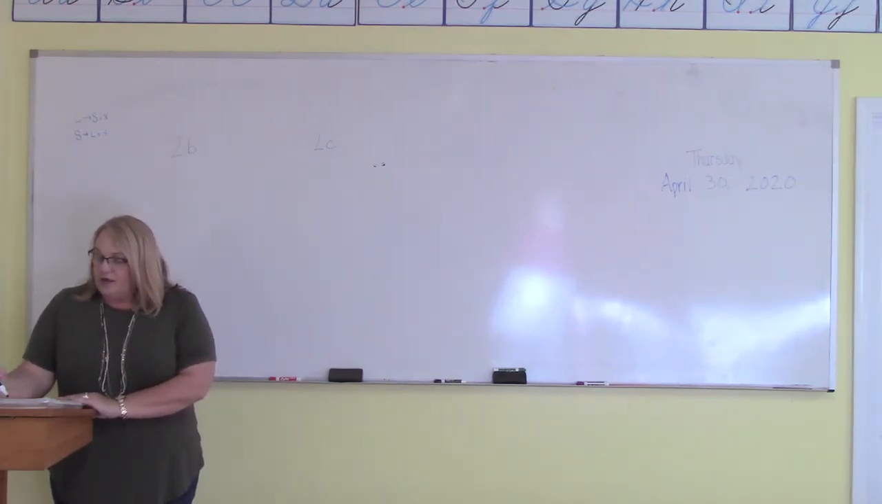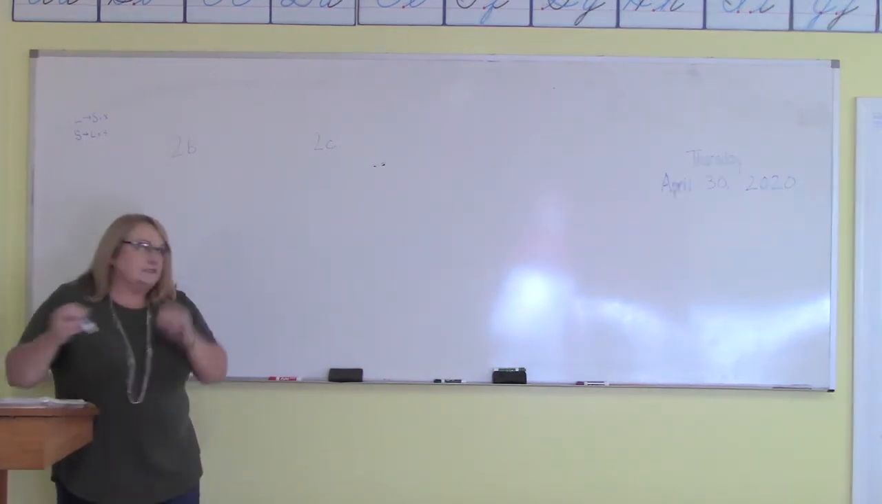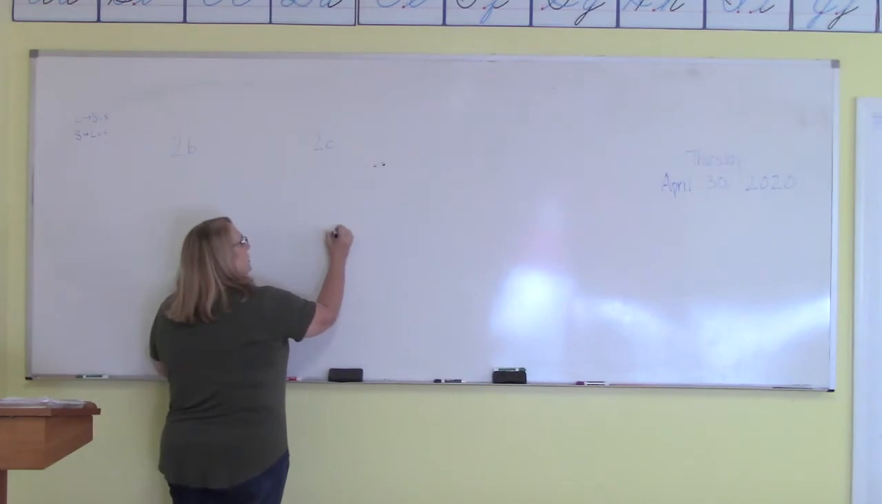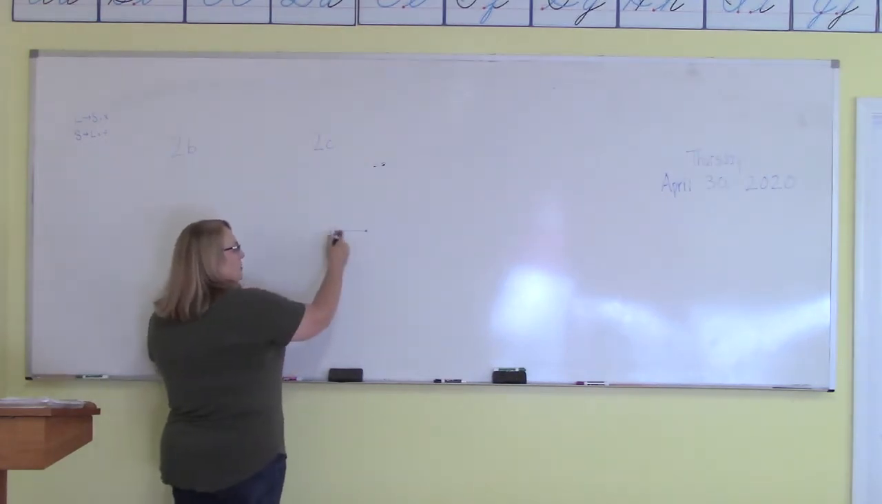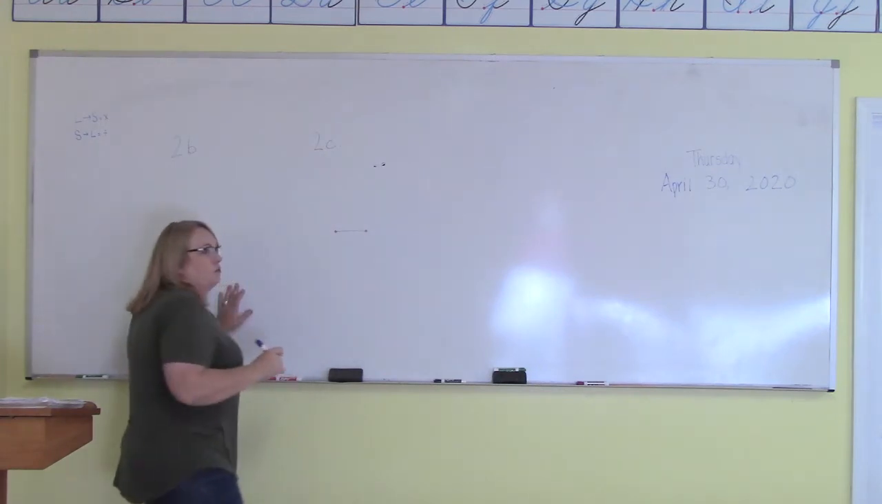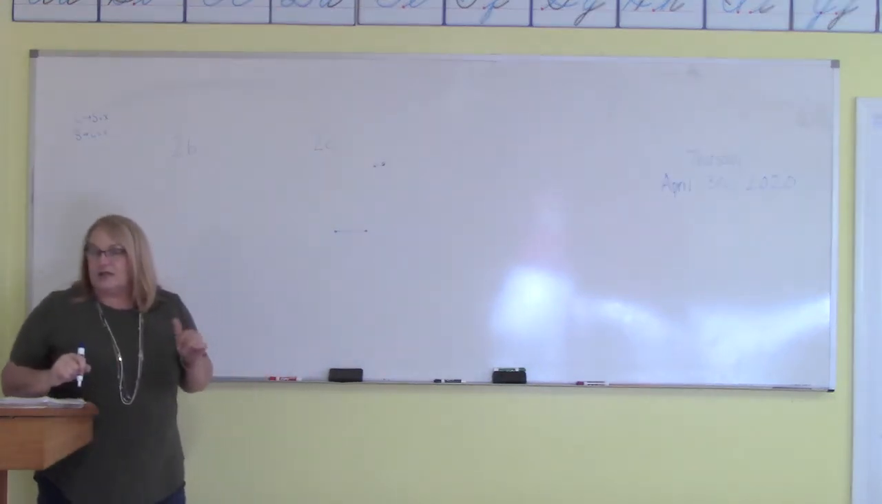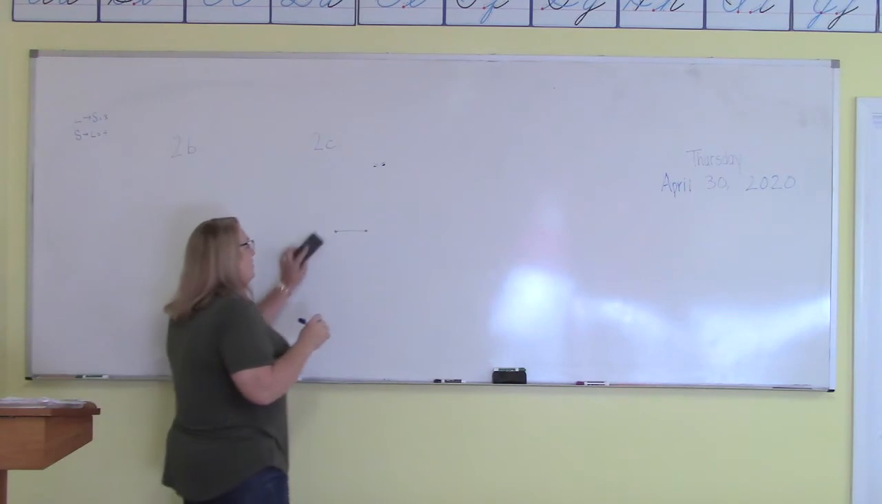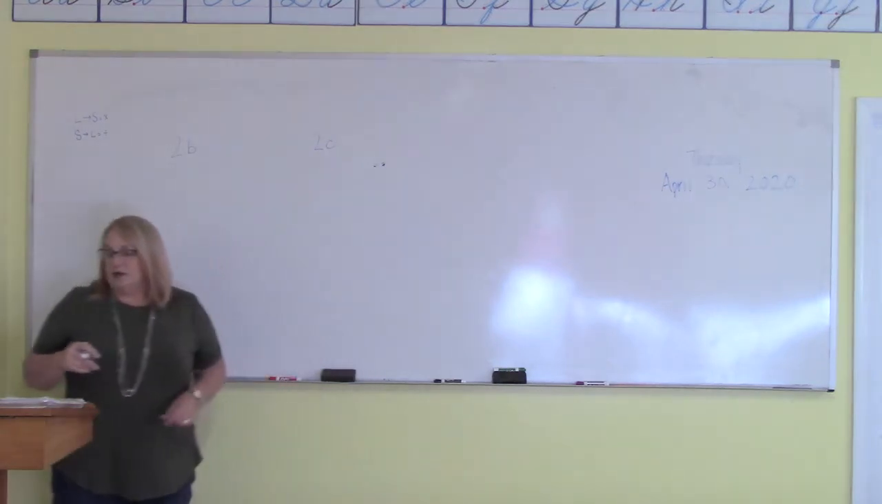Number 2, a polygon is a simple closed curve made up of line segments. Remember yesterday we talked about a line segment, a point with a line to another point. So they use these line segments to make up shapes that are called polygons.